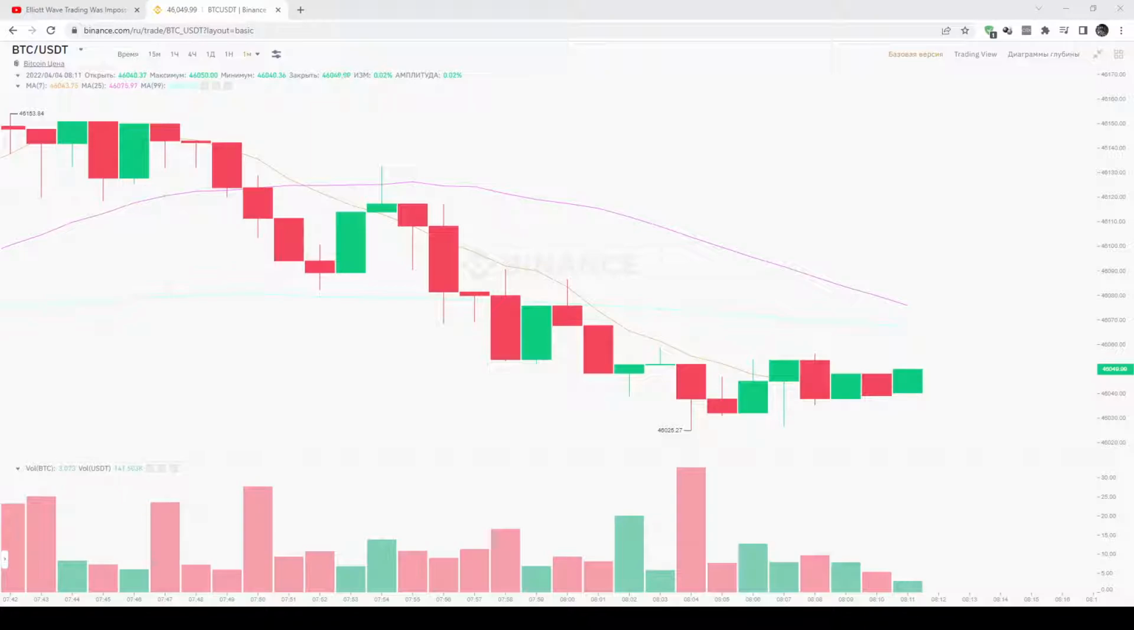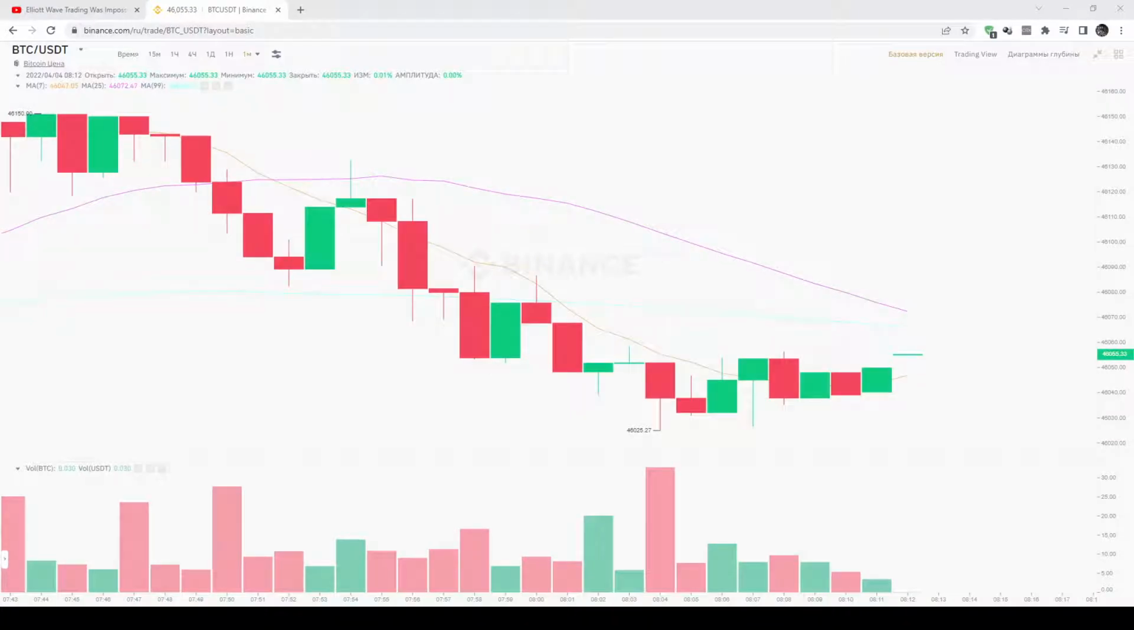Wave A starts the corrective sequence, and during this phase most traders are still very bullish and consider the wave A pullback as just another minor retracement. Wave A is somewhat similar to wave 1 in structure.